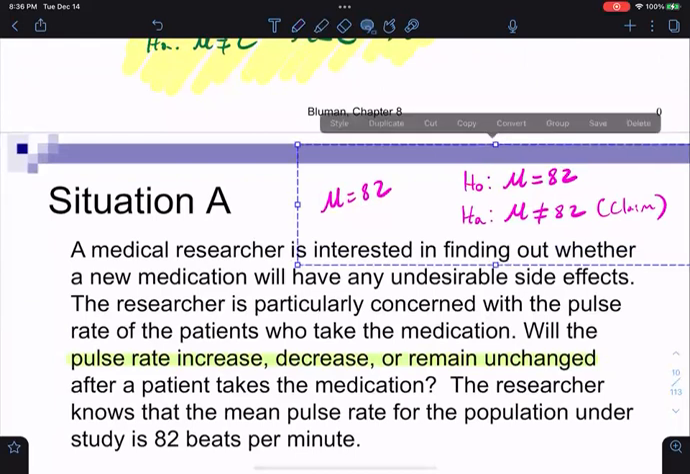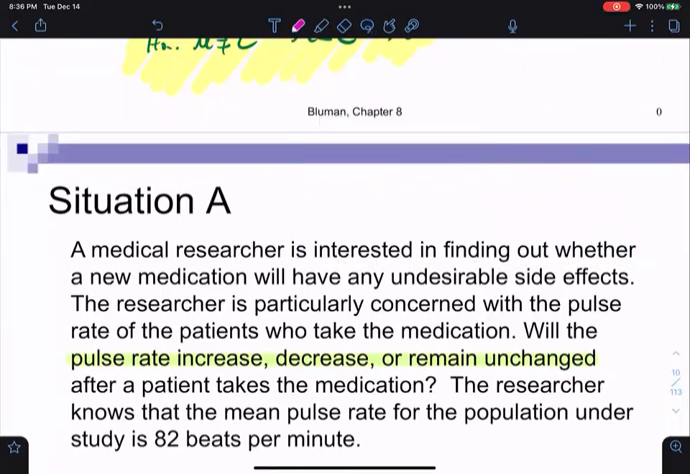Okay, so let's go straight to a problem. Here they said, a medical researcher is interested in finding out whether a new medication will have any undesirable side effects. The researcher is particularly concerned with the pulse rate of patients who take the medication. Will the pulse rate increase, decrease, or remain unchanged after a patient takes the medication? The researcher knows that the mean pulse rate for the population under study is 82 beats per minute. So he wants to find out if it's increasing, decreasing, or remaining unchanged.